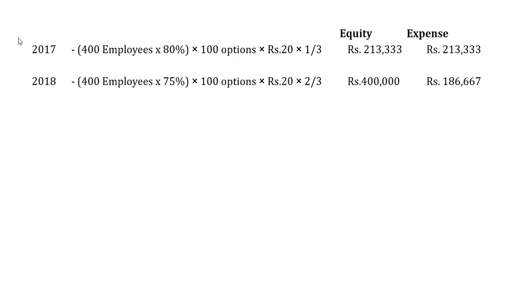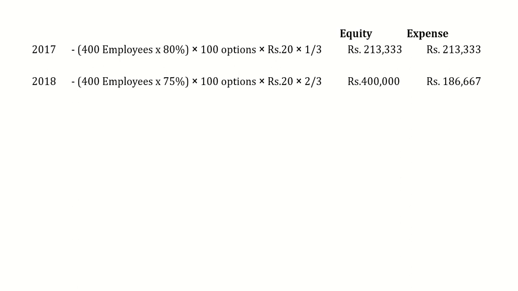So you multiply this by 100 options, and again at the fair value of the share option at the grant date, and now your equity should be equal to 2/3, isn't it? Because you have 2 years that have passed now, right? Your equity balance should be equal to 400,000. Already you have an equity balance of 213, therefore you charge 186,667 to the P&L, right?